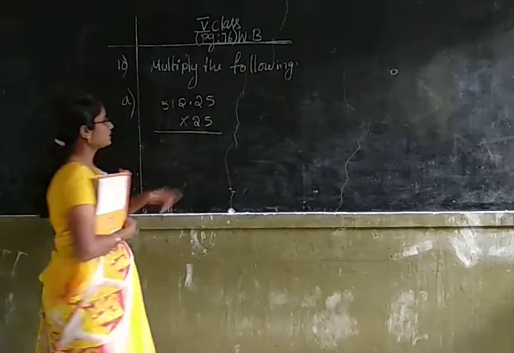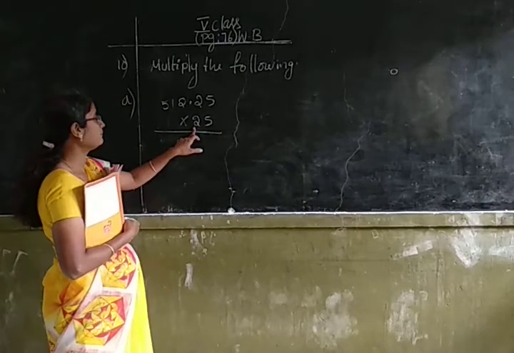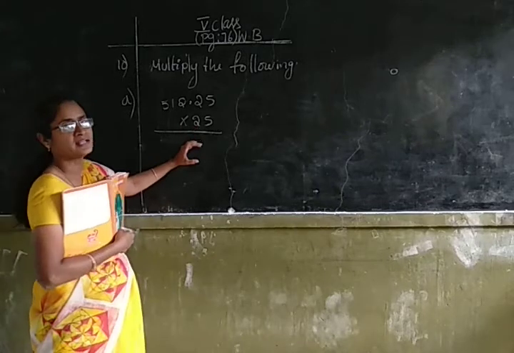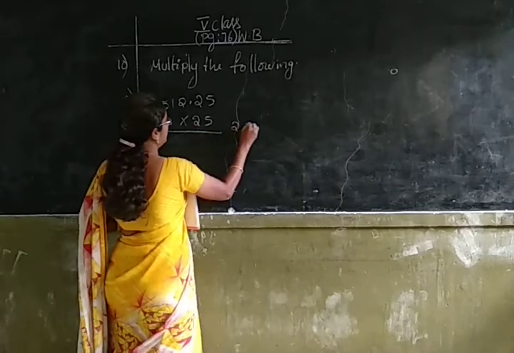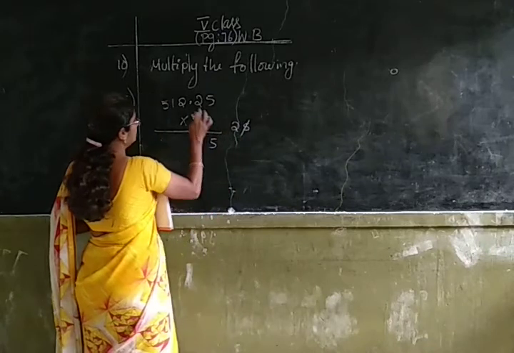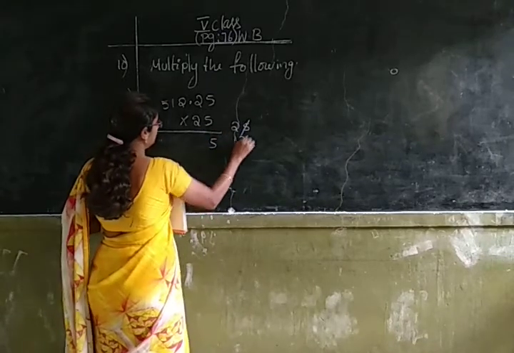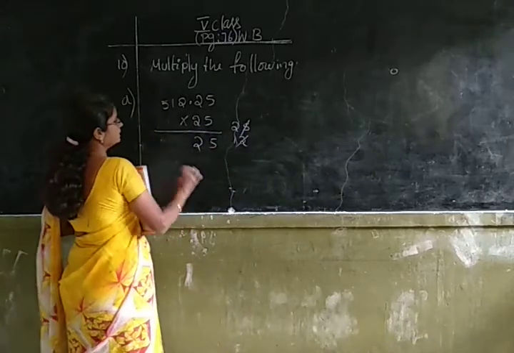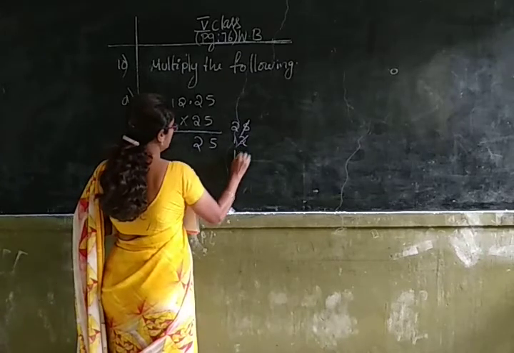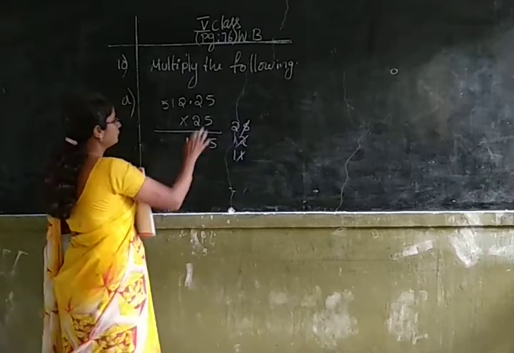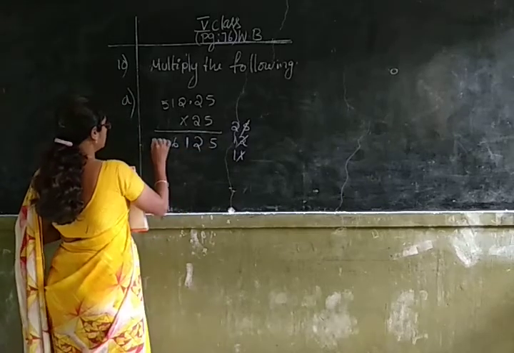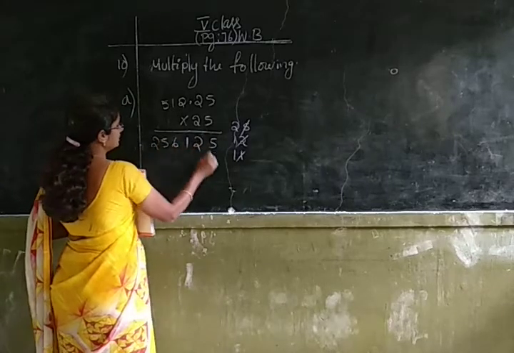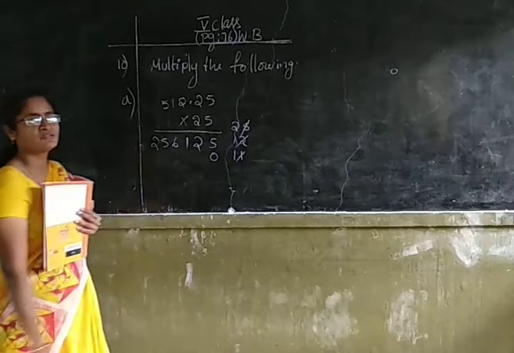First, let us multiply the whole number with 5, then the whole number with 2, and then add both the products. 5 5s are 25. 5 2s are 10 plus 2, 12. 5 2s are 10. 10 plus 1, 11. 5 1s are 5 plus 1, 6. 5 5s are 25. 2 is in tens place. Put 0 in ones place.